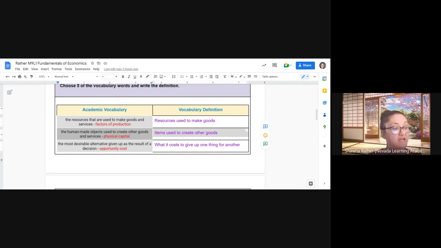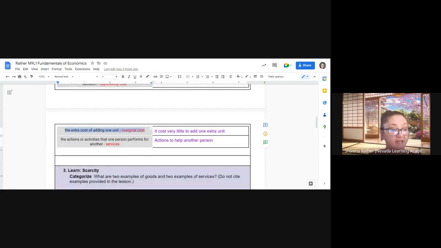The most desirable alternative given up as a result of the decision. So the opportunity cost would be what it costs to give up one thing for another. You know, studying versus going out, or studying and giving up playing video games. You're studying because you want to increase your grade. The desirable thing you're giving up is playing video games, right? That would be the opportunity cost.